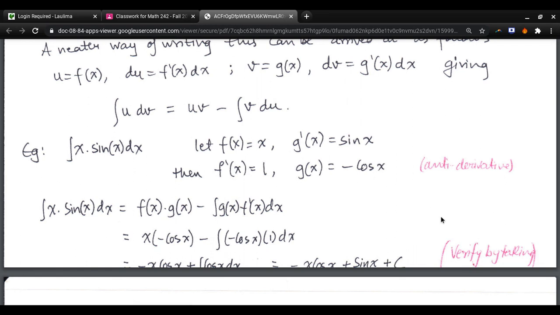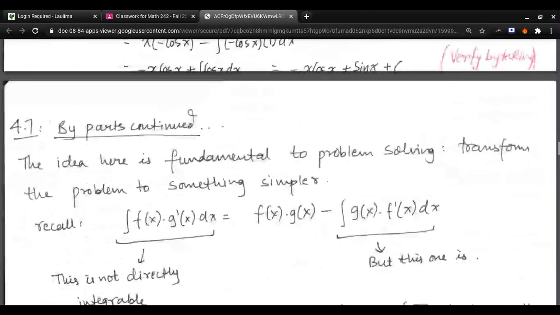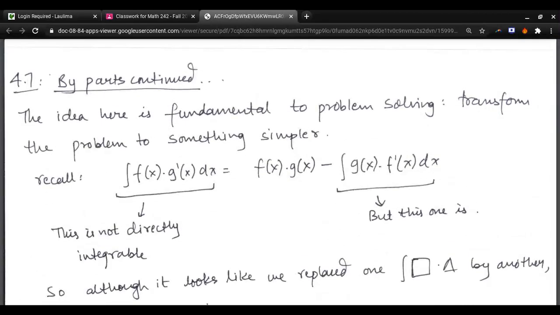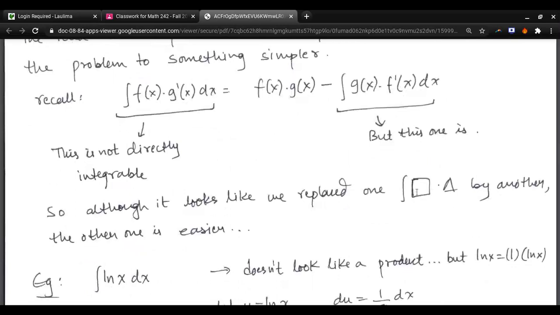You can verify that this in fact is the antiderivative by taking the derivative. The idea here, which is fundamental to all problem solving, is to transform the problem into something simpler. Maybe f times g prime is not directly integrable, so we rewrite it in terms of g times f prime, and that may be easy to integrate. It does look like we replaced one integral by another, but in some sense the one that we replaced it by is an easier integral.